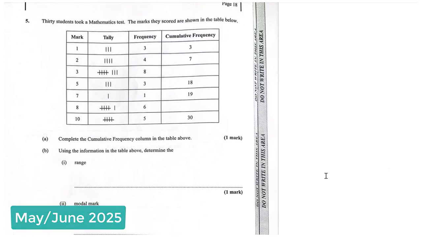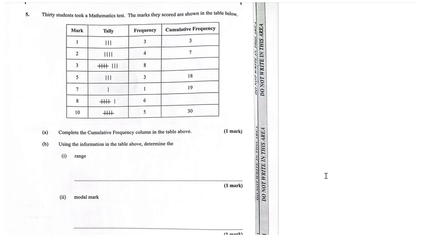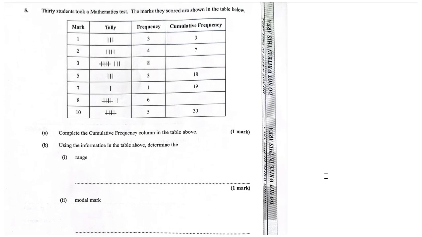Here it says 30 students took a mathematics test. The marks they scored are shown in the table below. Now it says complete the cumulative frequency column in the table above. Remember, the cumulative frequency is adding up the frequency column.